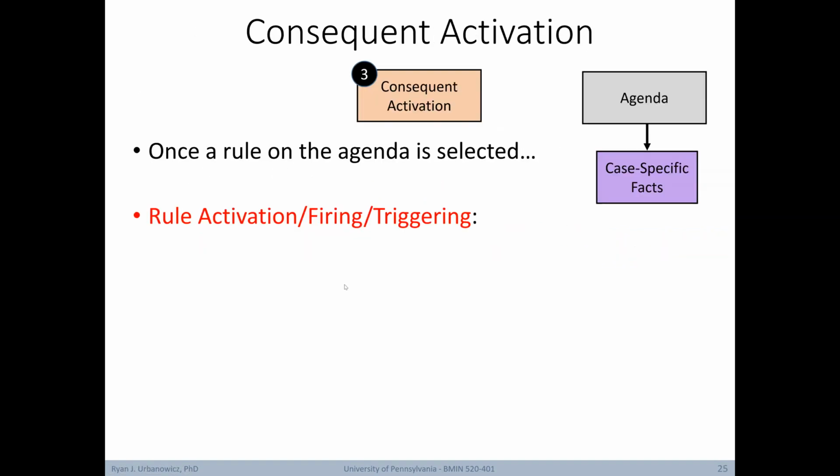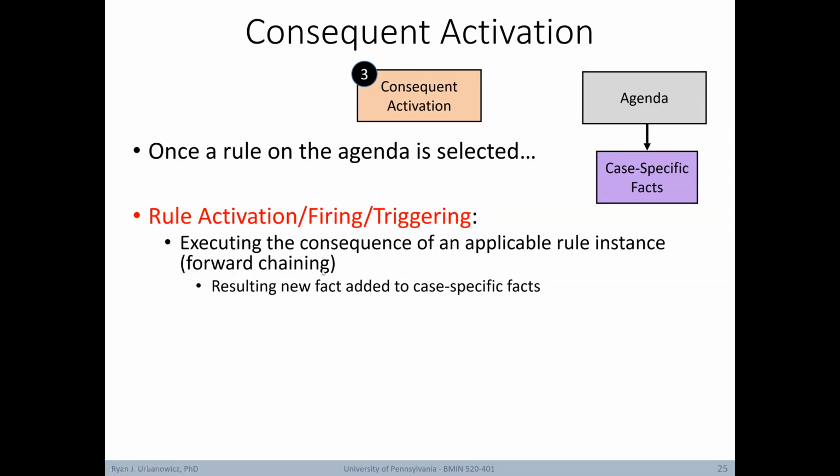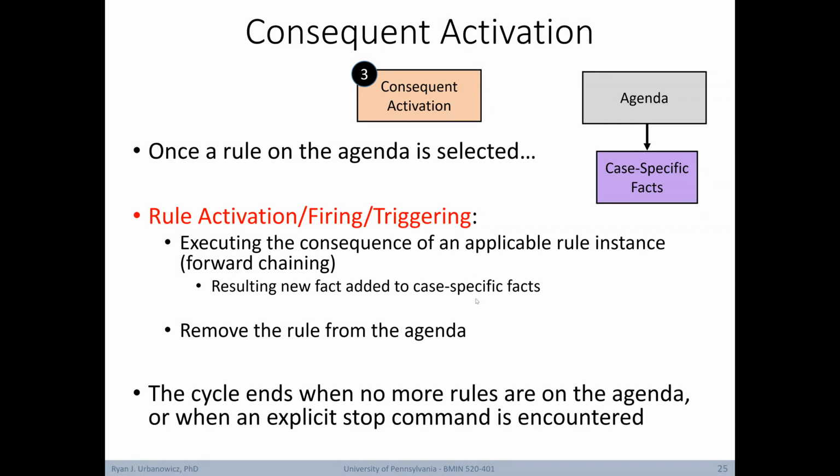All right, the last part of our inference engine that we're going to look at is the consequent activation. So now once a rule on the agenda is selected, consequent activation is basically where we activate, fire, or trigger the rule. If we're doing forward chaining, we're executing the consequence of an applicable rule, and this results in a new fact being added to our case-specific facts. Once this is done, we can remove the rule from the agenda, since we don't have to deal with it any further, and the entire cycle of the inference engine ends when no more rules are in the agenda, or when there's some explicit stop command that's given to the system.